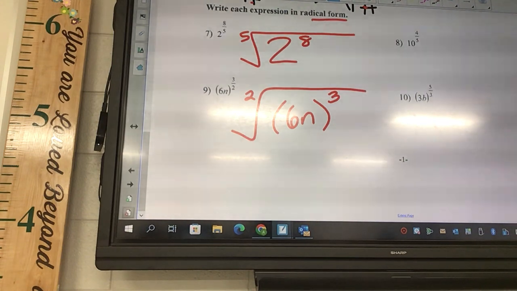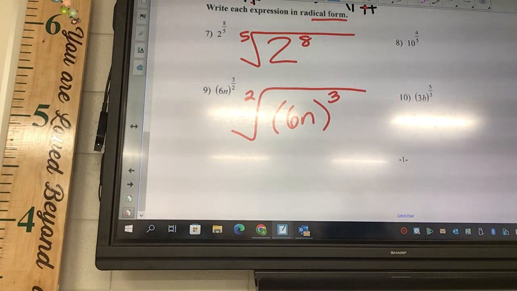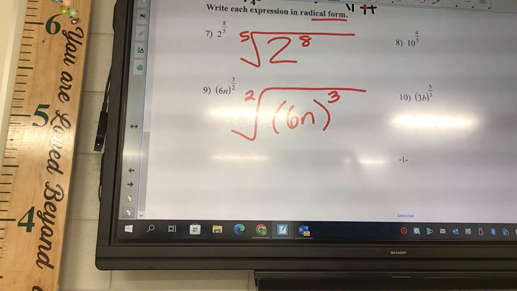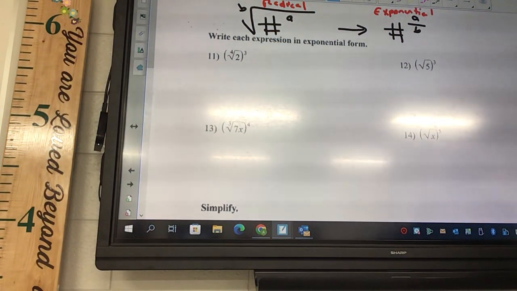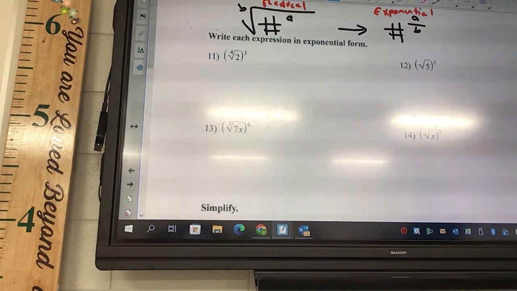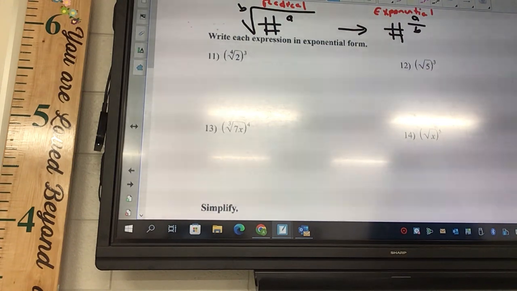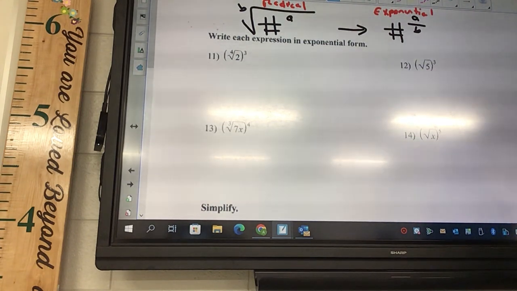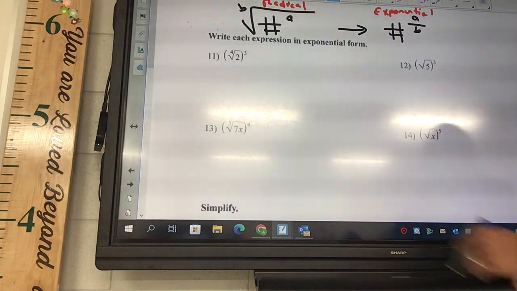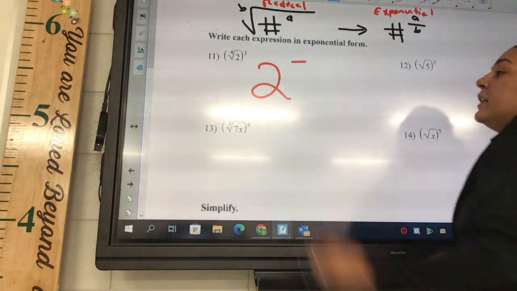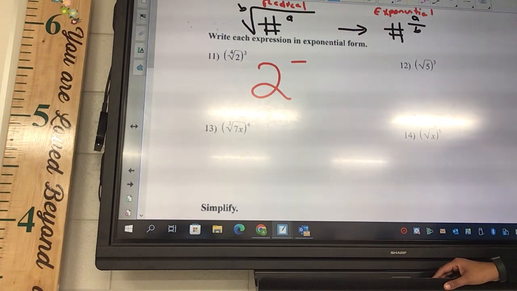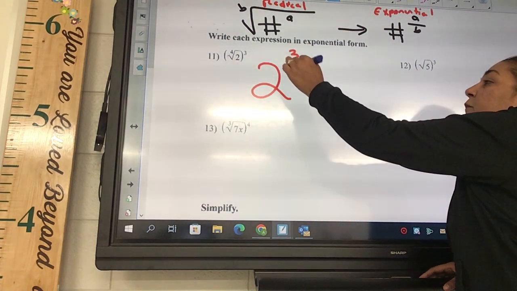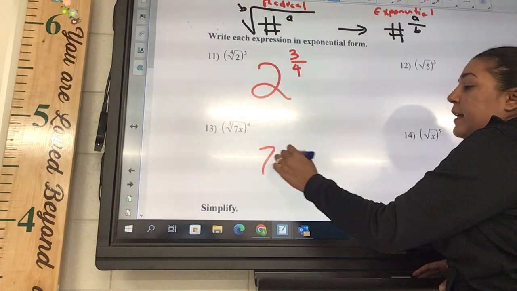We're almost done, because I crossed quite a few off coming up. Okay, same thing, I wrote them on here, but you really don't need to write them twice. This time we're going from radical form to exponential form. So what is going to be my big number? 2. What's going on the top of that fraction? 3. Bottom? 4.